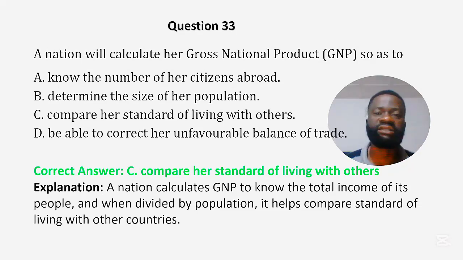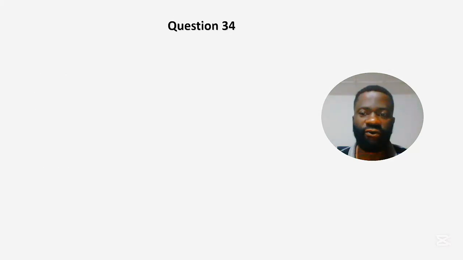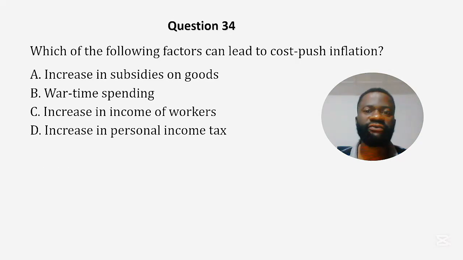Question 34. Which of the following factors can lead to cost-push inflation? A, increase in subsidies on goods. B, wartime spending. C, increase in income of workers. D, increase in personal income tax.